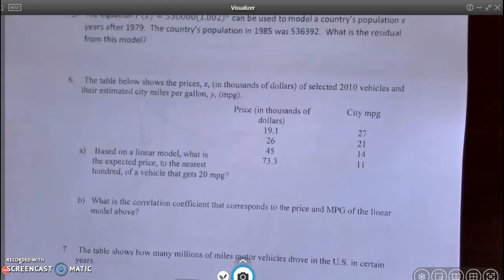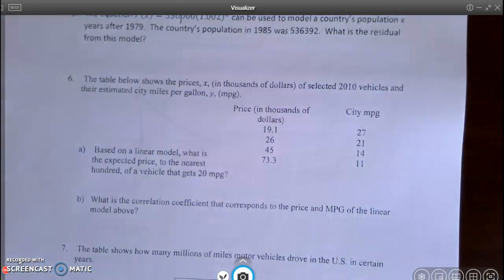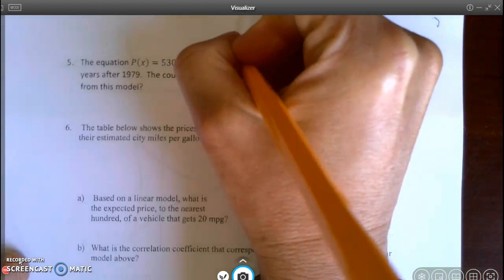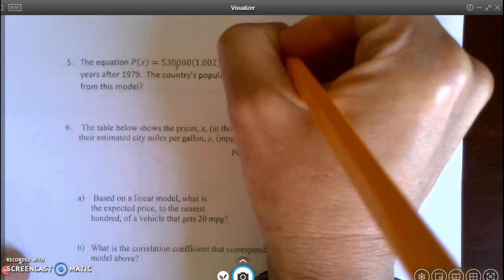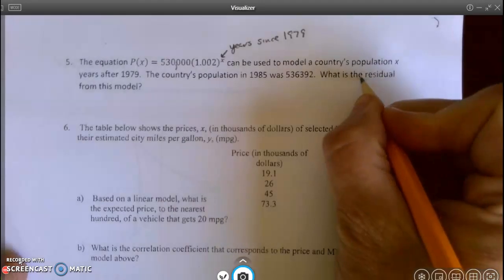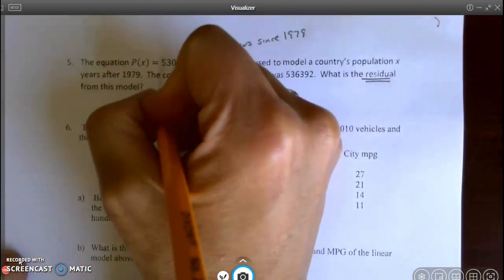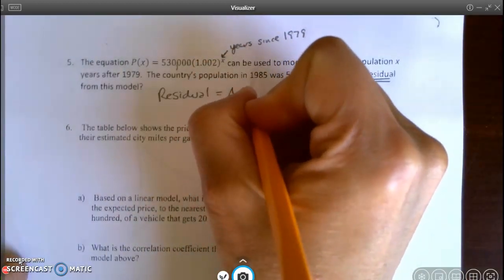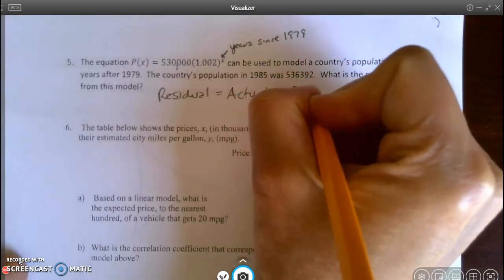The equation 530,000 times 1.002 to the x can be used to model a country's population x years after 1979. So this is years since 1979. The country's population in 1985 was 536,392. What is the residual? As soon as I see residual, I have to remind myself that residual is always equal to actual minus predicted.